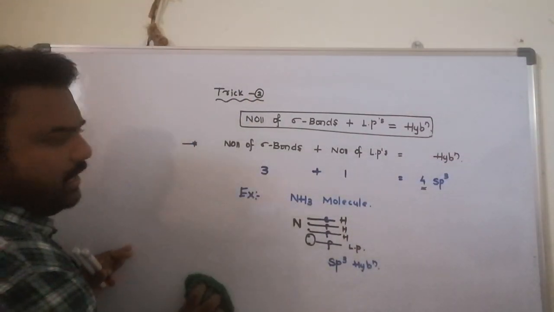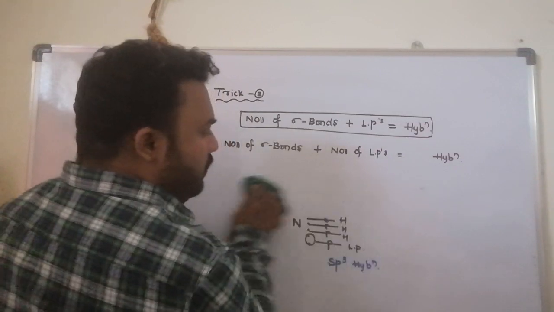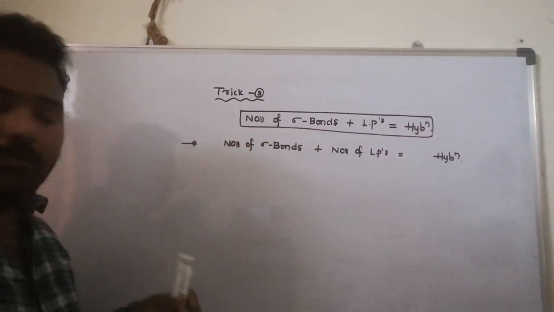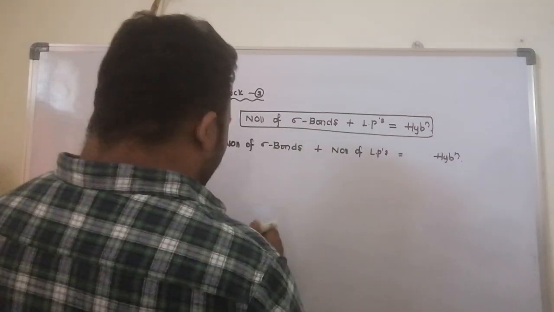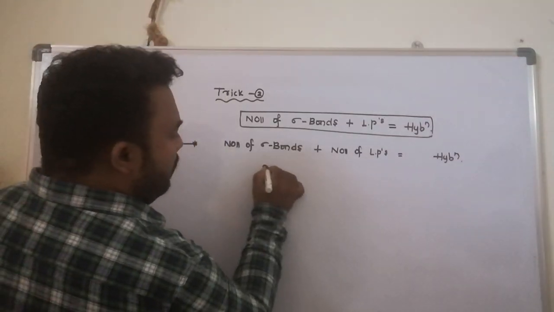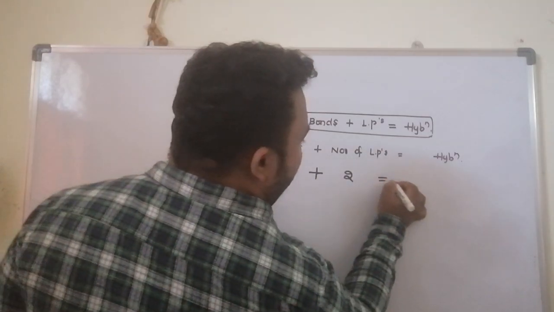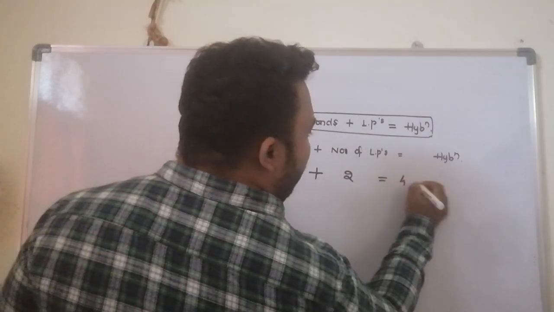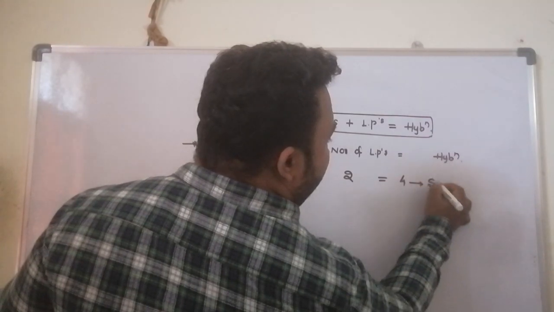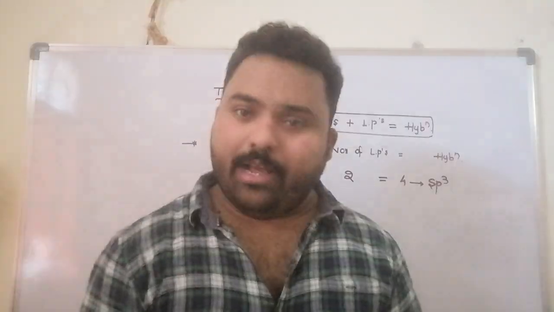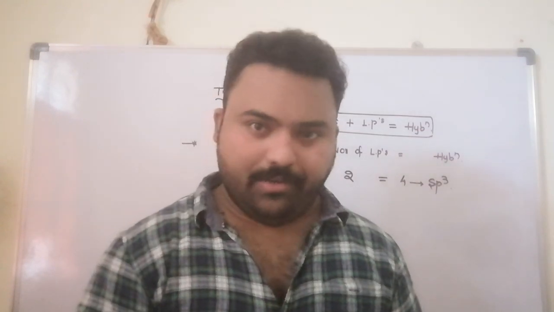I am going to take another example. The total number of sigma bonds is 2 and the total number of lone pairs is 2. So 2 plus 2 is nothing but 4. So it gives sp3 hybridization.